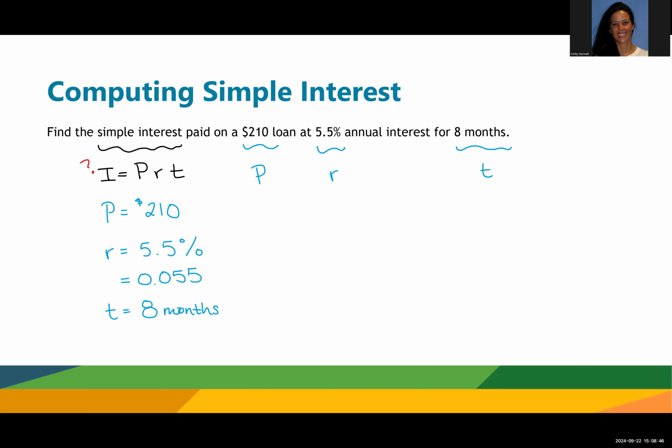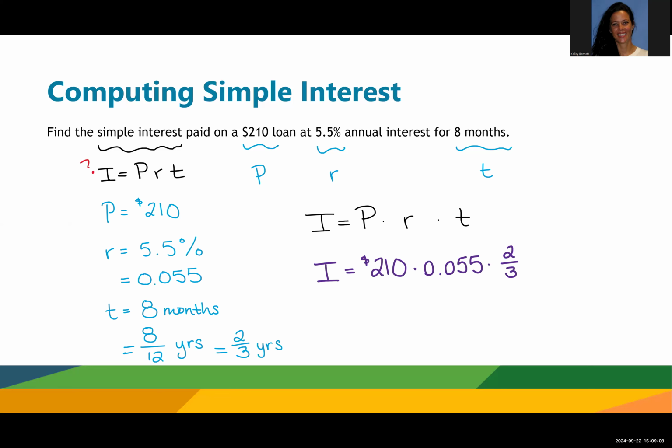And I also need to be mindful that T is not in years. T is in months. So in order to go from months to years, I'm just going to divide by 12. So 8/12 of a year is 8 months, and I can reduce this to 2/3 of a year. Now I can plug this in. I've got 210 times 0.055 times 2/3, and I can simply plug that in my calculator to get 7.7. Again, this is dollars and cents, so it would be appropriate to write $7.70.